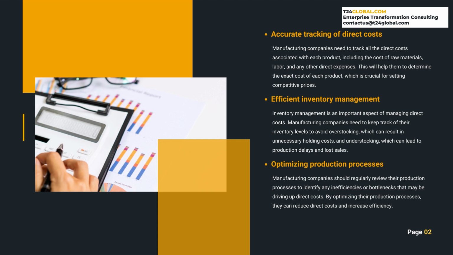2. Efficient inventory management. Inventory management is a critical aspect of managing direct costs. Manufacturing companies should keep track of their inventory levels to avoid overstocking and understocking. Overstocking can result in unnecessary holding costs, while understocking can lead to production delays and lost sales.